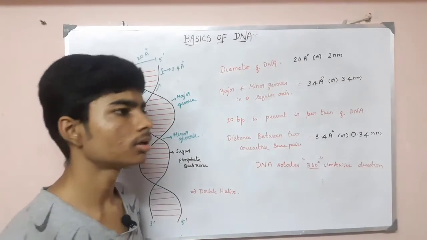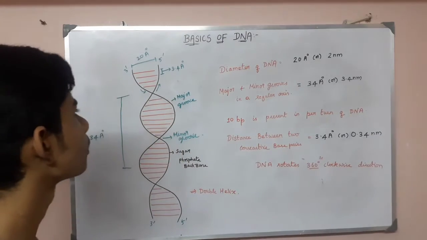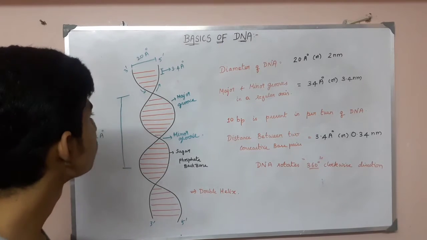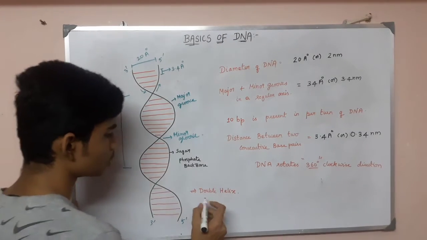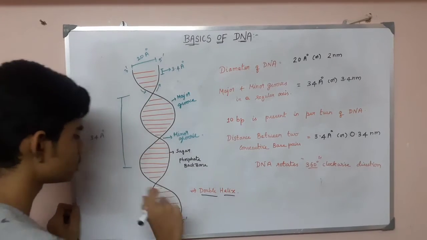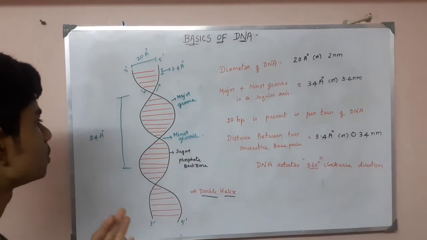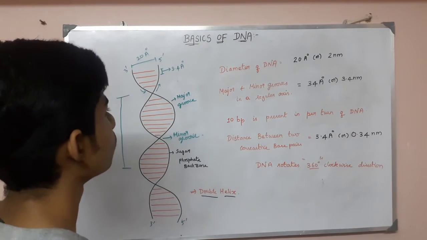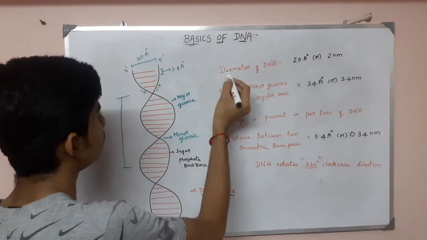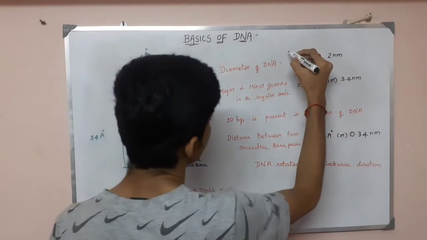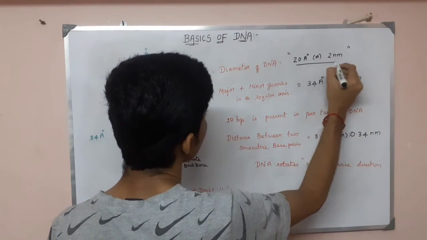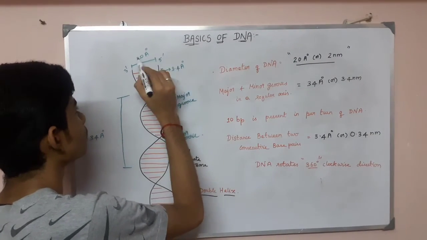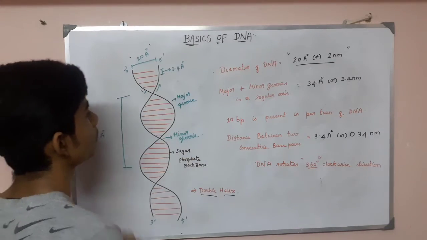So let us see what the numericals in DNA are, and what the distances and lengths involved in DNA are. DNA is also known as a double helix because of these two strands, which seem like two snakes combined together and spiraled in nature. The first one is the diameter of the DNA. The diameter of the DNA is 20 angstrom or 2 nanometer in length.